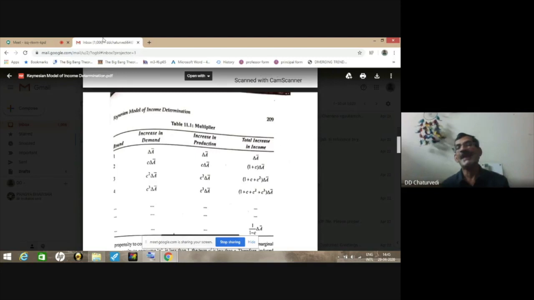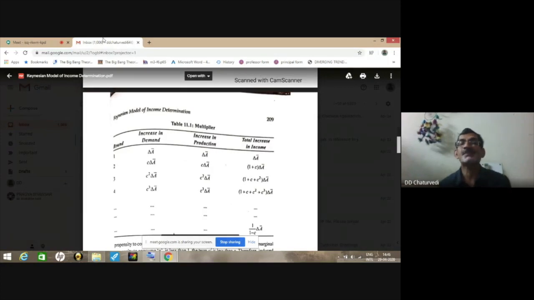So this way we find that in every round expenditure is being incurred, demand is being created, production is being increased, and consequently the person or persons who receive the income again keep on incurring the expenditure depending upon their marginal propensity to consume. And the total income that is created or generated in the economy will be the sum total of whatever we are getting in the third column.